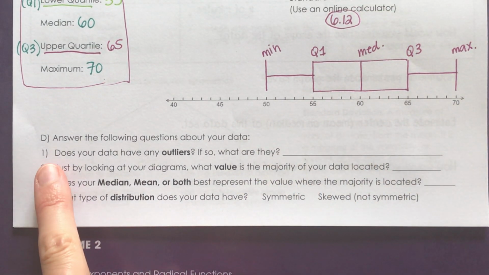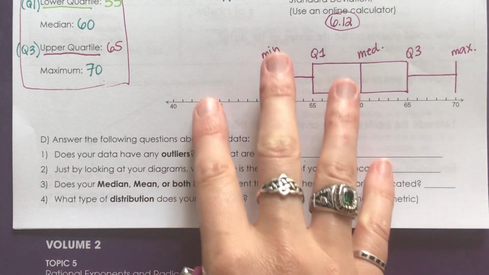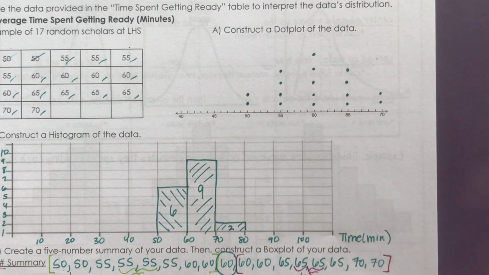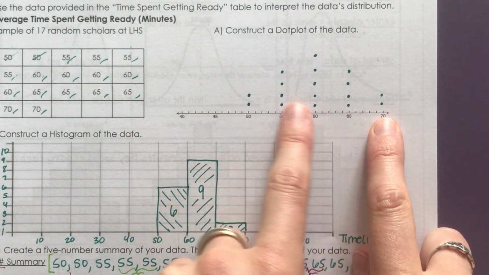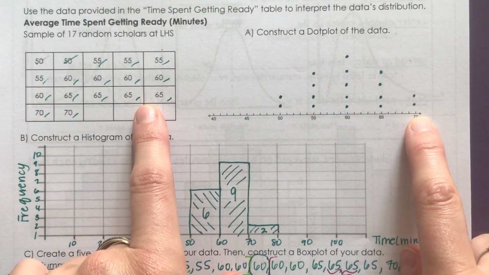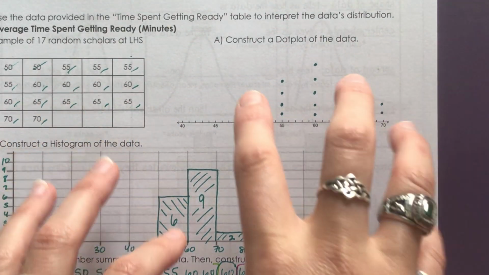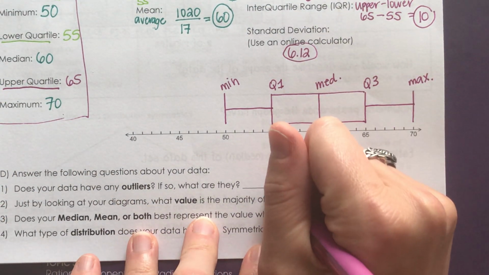So, number 1. Does our data have any outliers? If so, what are they? An outlier is something that is super far away from where all my other data is. All of my data seems to be between 50 and 70. I don't have one point that's like a 20 or one point that's like 120, right? They're all really close together, so I don't have any outliers within this data here.